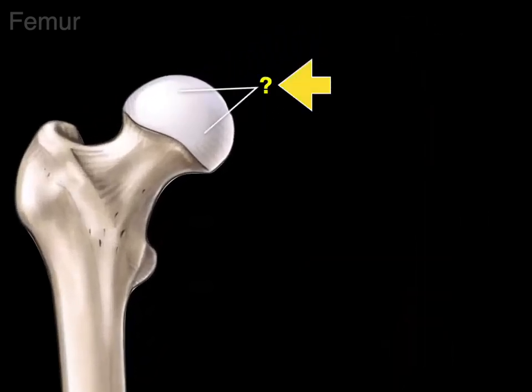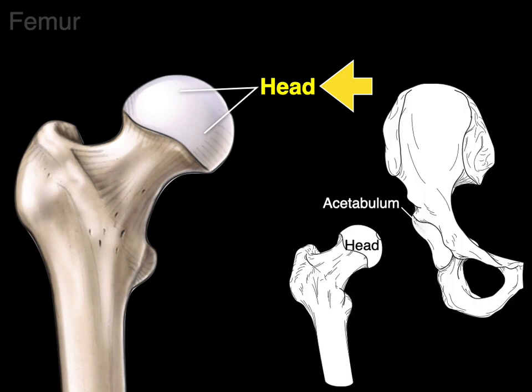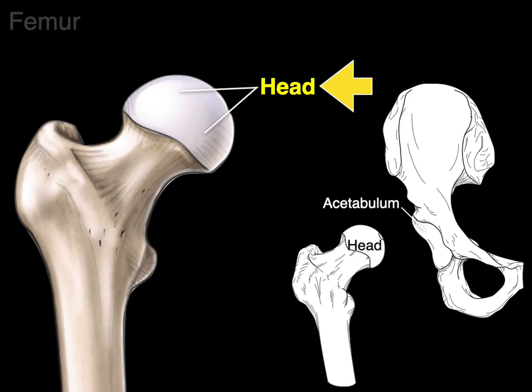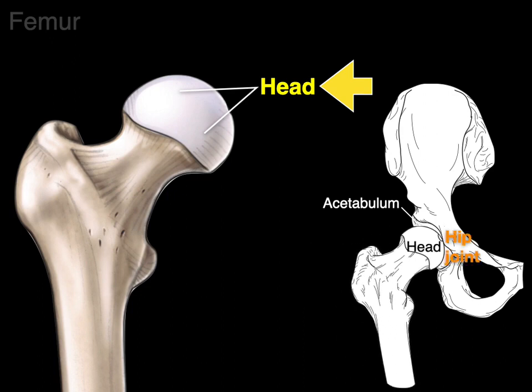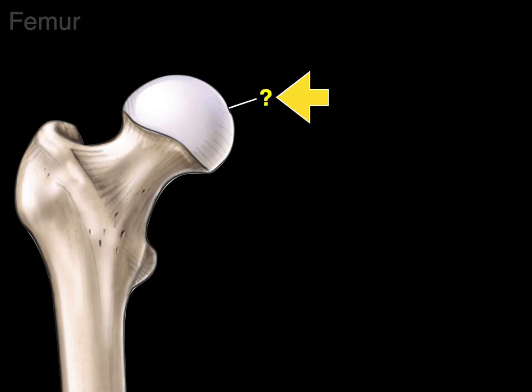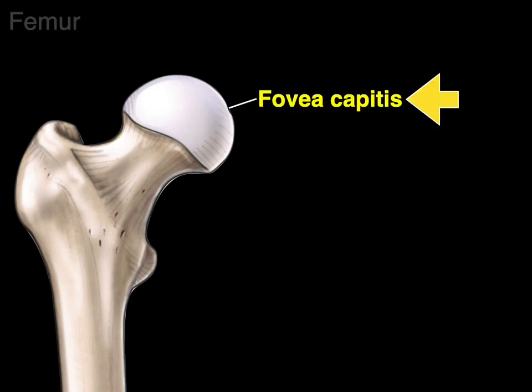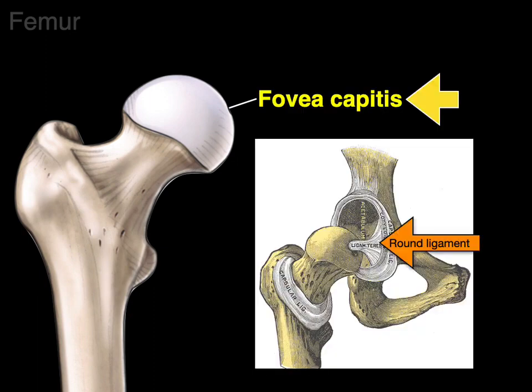So to begin with, this proximal dome-shaped structure is called the head of the femur. The head of the femur articulates with the acetabulum of the os coxa to form our synovial hip joint. Next, we have this little divot on the head of the femur. That's the fovea capitis, and that's where the round ligament, or ligamentum teres of the femur, attaches.